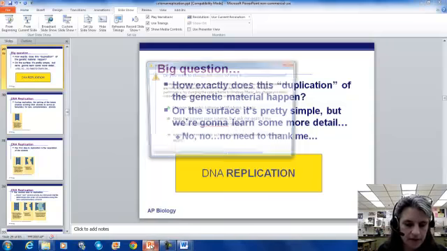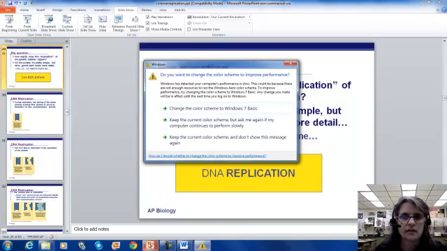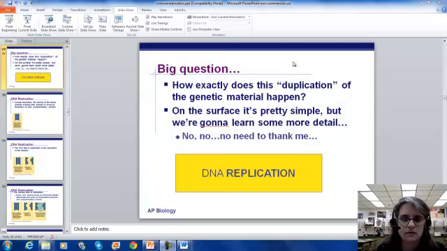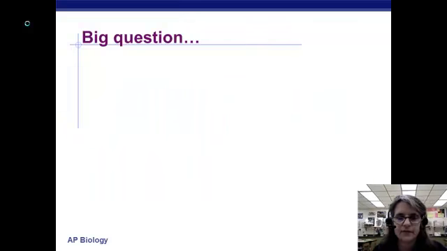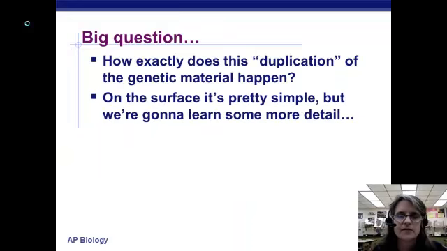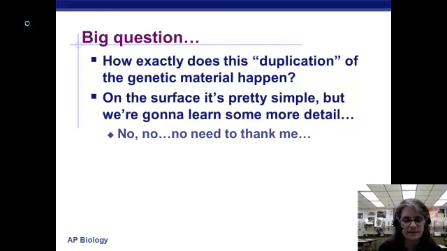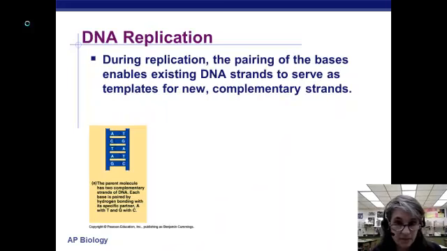Okay, so let's do that. How exactly does this duplication happen? It is pretty simple on the surface of things. If you see a T, you need an A. That's pretty straightforward. So let's talk about it in simplistic terms, and then we will get into the nitty-gritty of how it actually might occur at the molecular level.